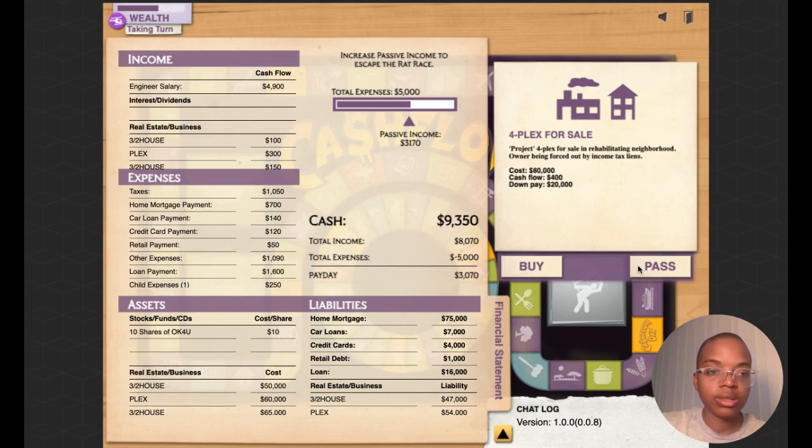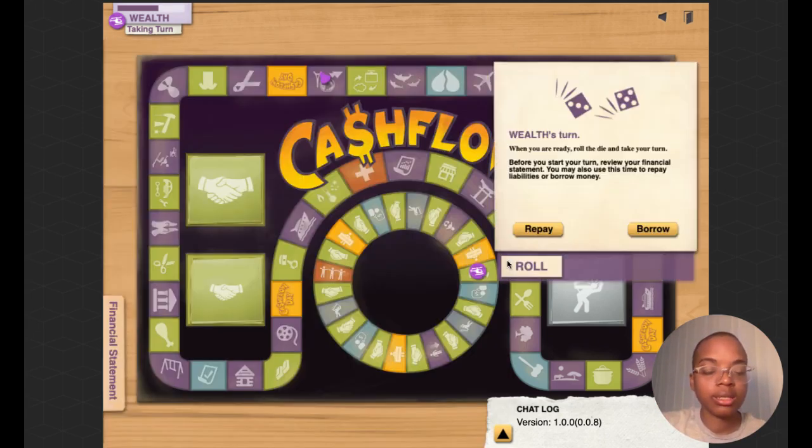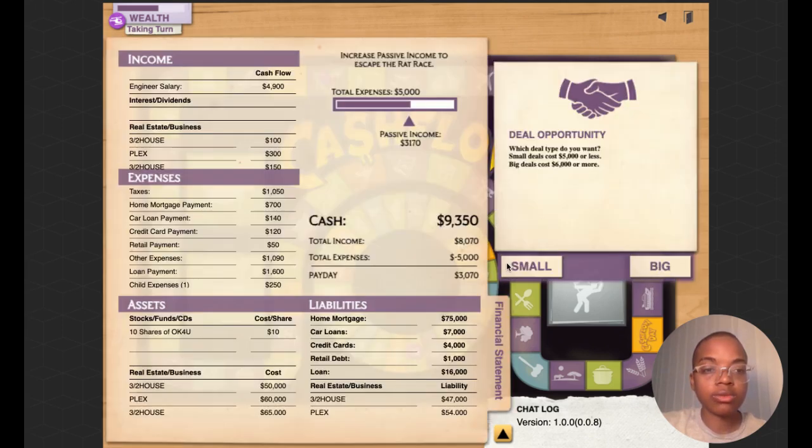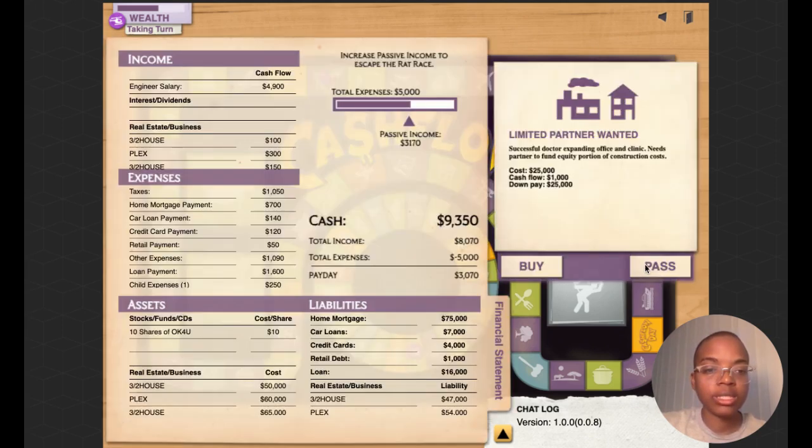Do a big deal over here. Ooh, fourplex for sale. $20,000 down payment. I just don't have it in me. I can't take out any more loans. Only got 9,300 in cash. I gotta pass on that. Let's roll that and do another big deal opportunity.